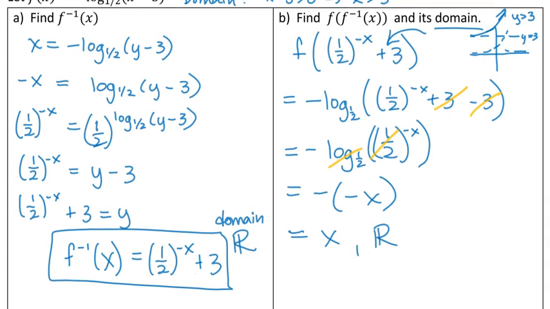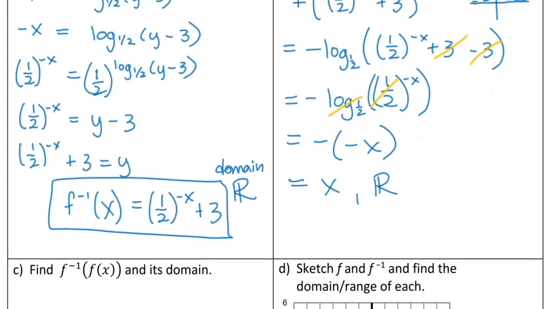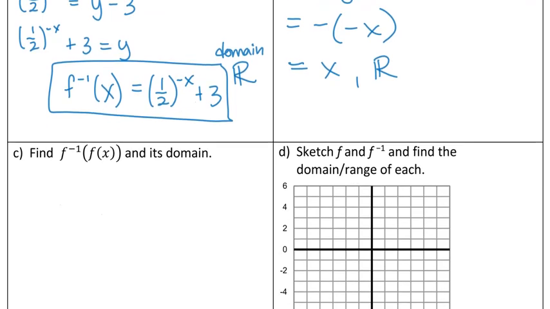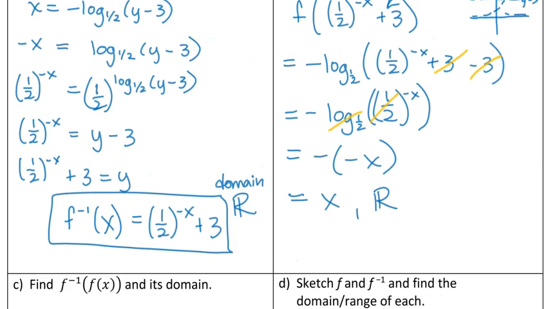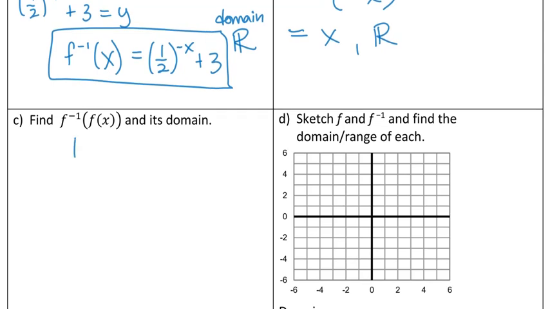Okay, now we need to go the other direction. So now we're plugging the log, negative 1/2 log of x minus 3, into the exponential.